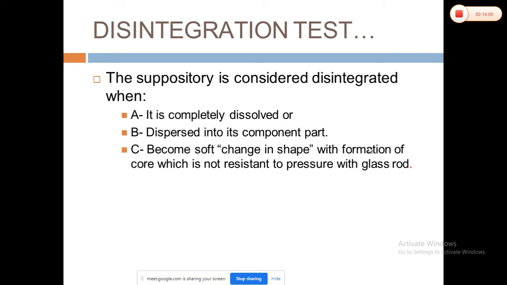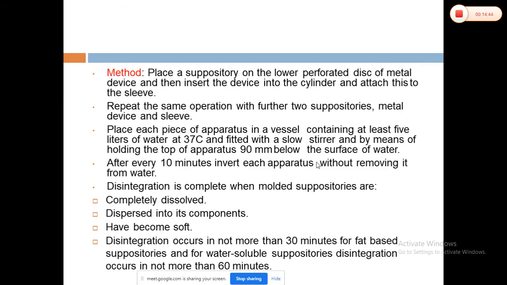The suppository is considered disintegrated when there is a complete solution, except for the insoluble powders, which will not form a complete solution. But when it is completely dissolved, the disintegration products are small enough to sink or rise through the perforations, dispersed into the component parts, with complete melting of any solid matter between the plates. So no solid core must be detectable. The change in the shape of your suppository has to be determined here. So this is the method they have given.